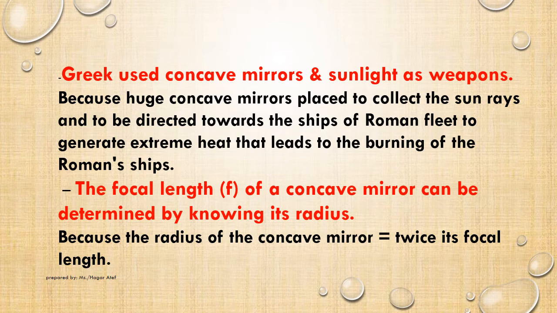The focal length F of a concave mirror can be determined by knowing its radius. Why? Because the radius of the concave mirror equals twice its focal length, which means the focal length equals half of the radius.